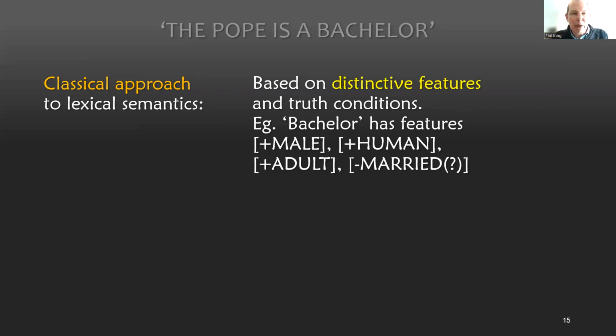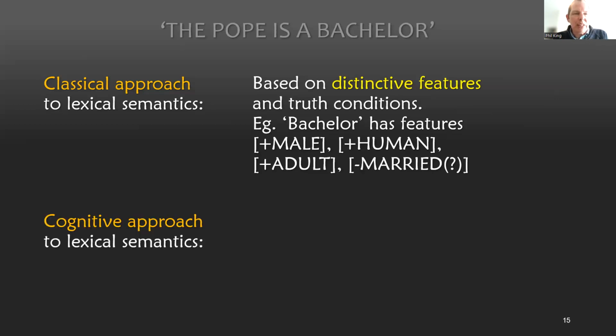So the Pope is a bachelor. If the Pope is adult, unmarried, and male, then he must be a bachelor. But something goes wrong here because we don't think that this sentence is true, and we can't really explain that when we use distinctive features and truth conditions. So it's easier to use a cognitive approach to lexical semantics.